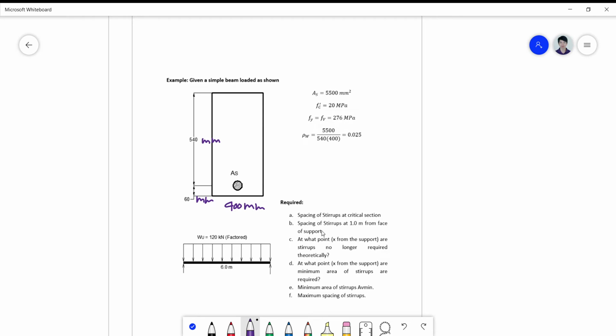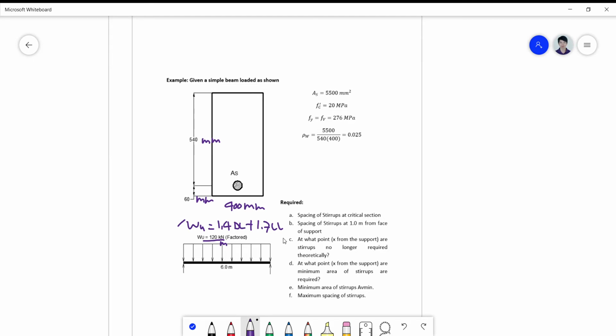So we have a simply supported beam with 6 meters span, and the factored load WU, which is of course a combination of your dead load plus live load, is already given. So we don't need to compute this because it's already directly given to be 120 kilonewton per meter.